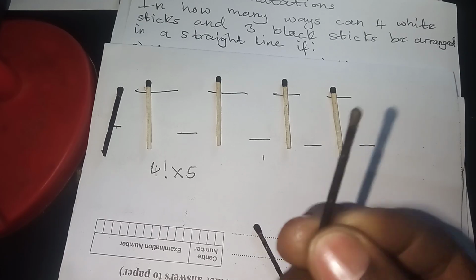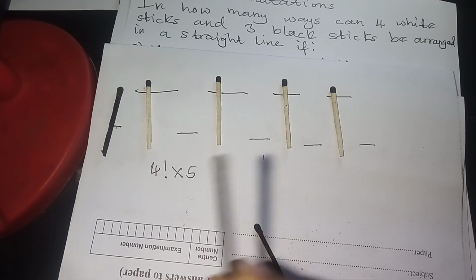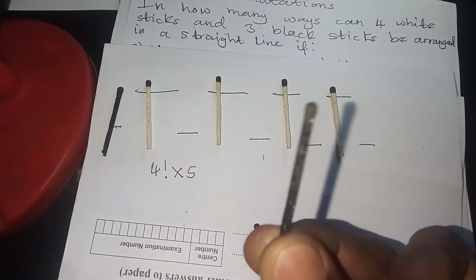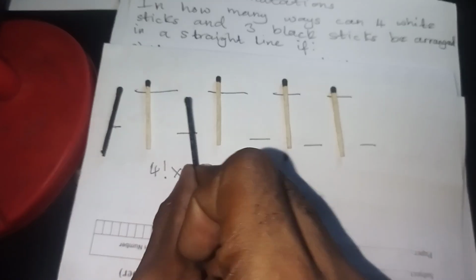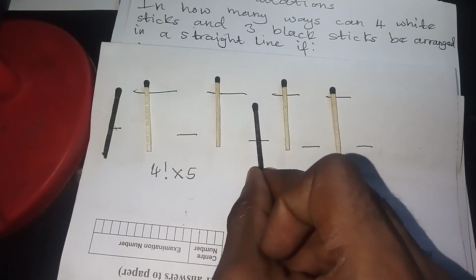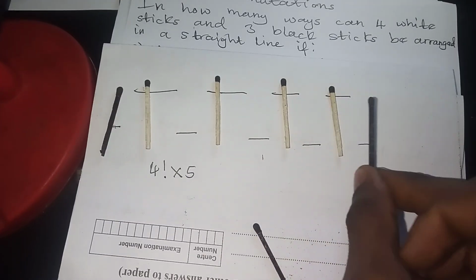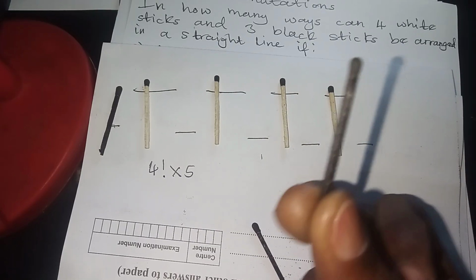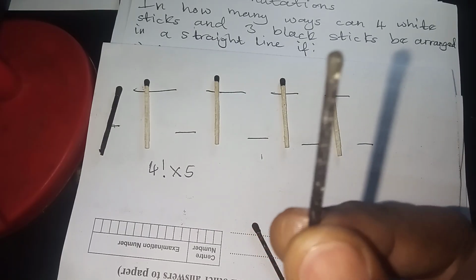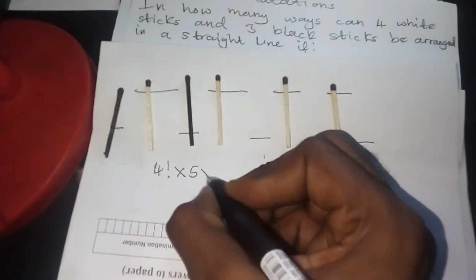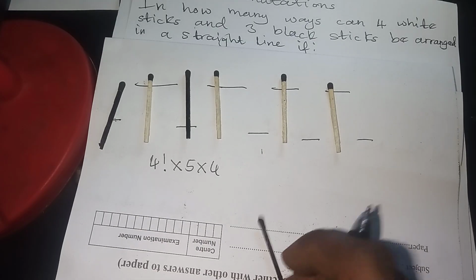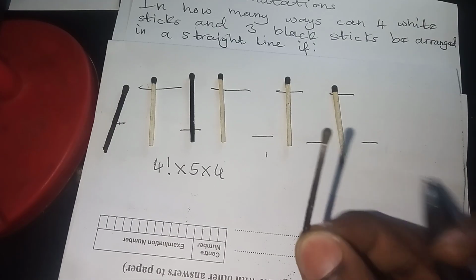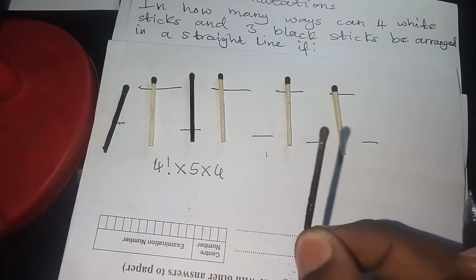And then to arrange this, since I have 4 gaps, this stick can take up any of these 4 gaps. I can either put it here, or put it here, or put it there, or put it there. In other words, I can arrange this stick in 4 different ways. So I can just put it there and say I have 4 sticks. And then I'm remaining with 1 stick. In how many ways can I arrange this?